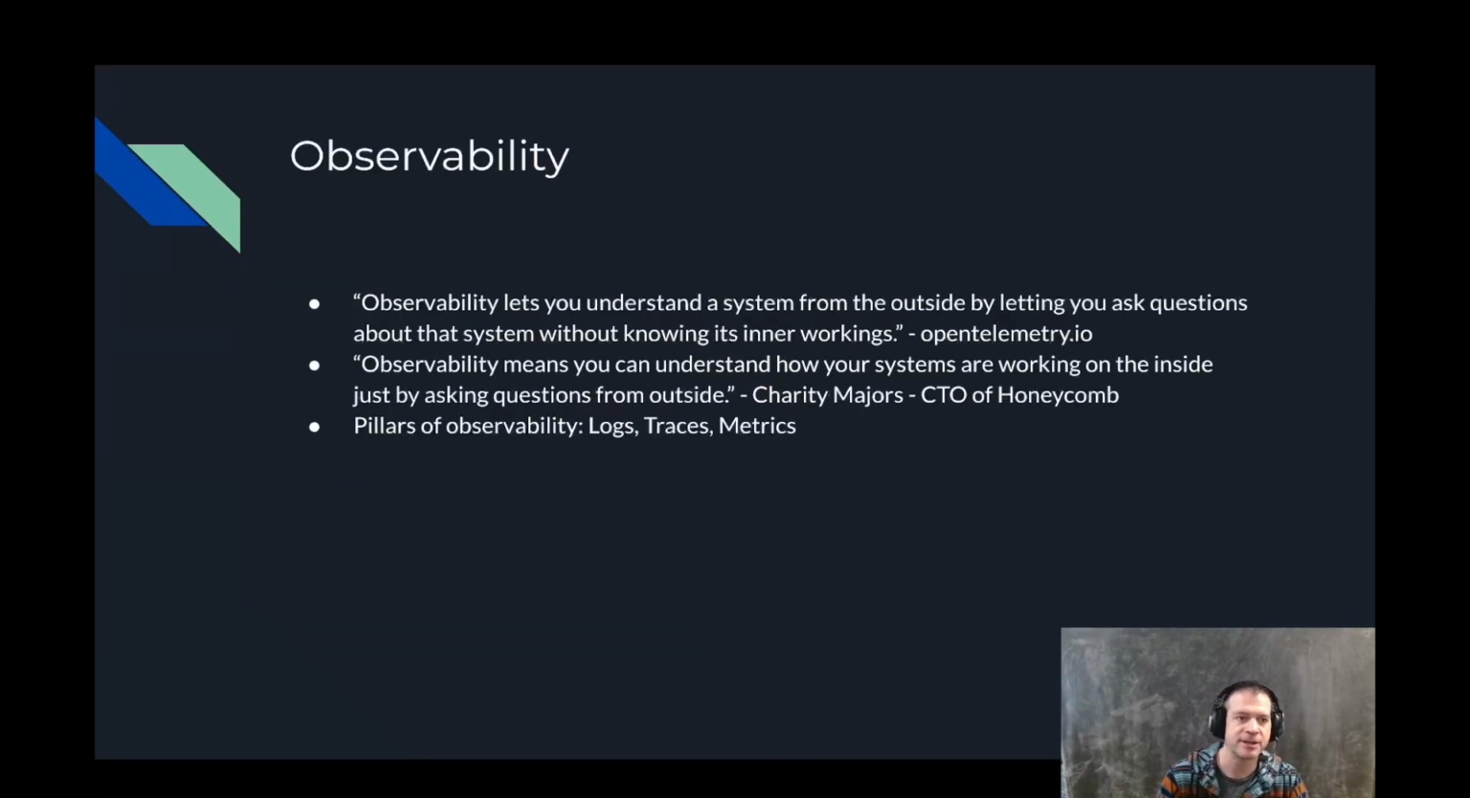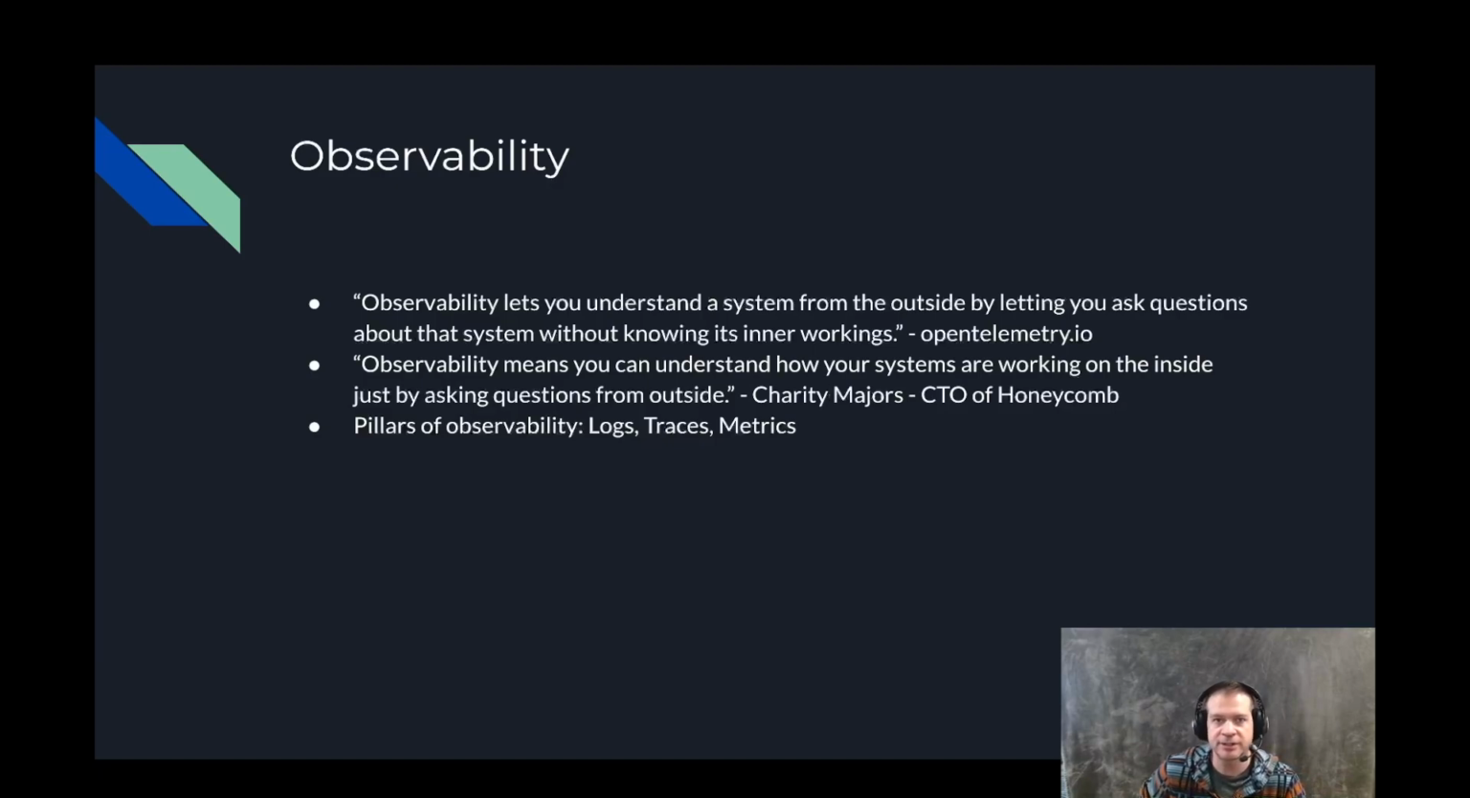The first concept that we have here relates to observability. Now, what is observability? I took some quotes from a couple different sites here just to give an idea of how this is explained. Observability lets you understand a system from the outside by letting you ask questions about that system without knowing its inner workings. That comes from the OpenTelemetry website. And also, Charity Majors, who's the CTO over at Honeycomb, in a blog post mentioned that observability means you can understand how your systems are working on the inside just by asking questions from outside.